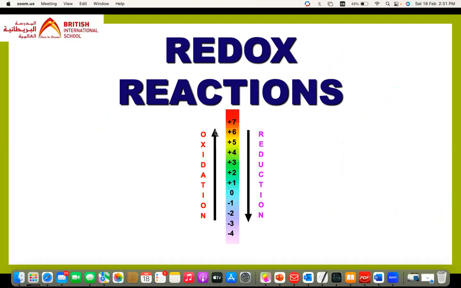See, now see, oxidation. Oxidation means oxidation state is increasing. We just discussed the example of the magnesium and the oxygen. Magnesium was having 0 oxidation state before the reaction, and after the reaction, it was having +2 oxidation state.